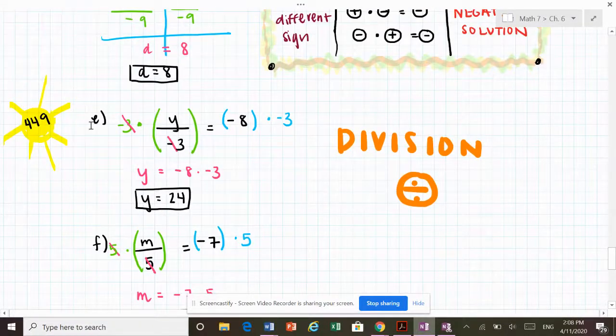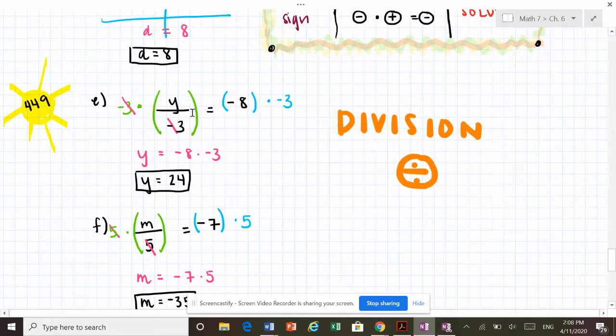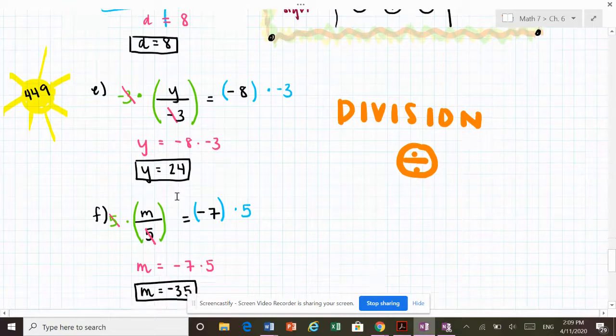Now let's look at examples E, F, and G. These are on page 449. The original problem had y over negative 3 equals negative 8. When we have a numerator and a denominator, this means we're dividing. So I'm dividing by negative 3. Inverse of dividing means I'm multiplying. So I'm going to multiply by negative 3. What you do to one side, you do to the other. That's going to give me negative 3 times negative 3 becomes positive 1, so 1y equals negative 8 times negative 3, which is positive 24.